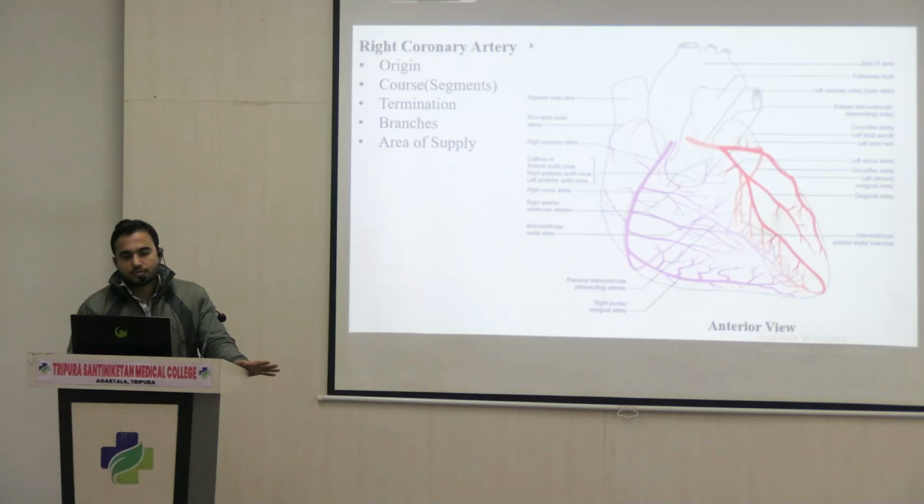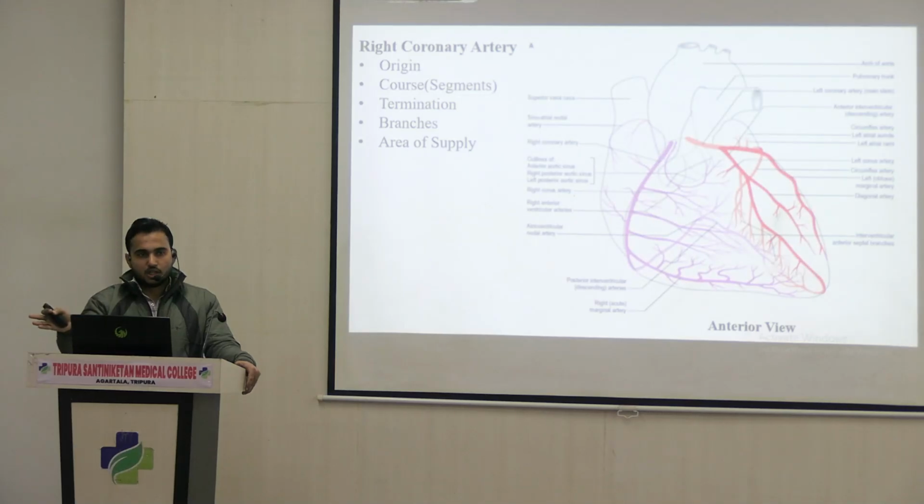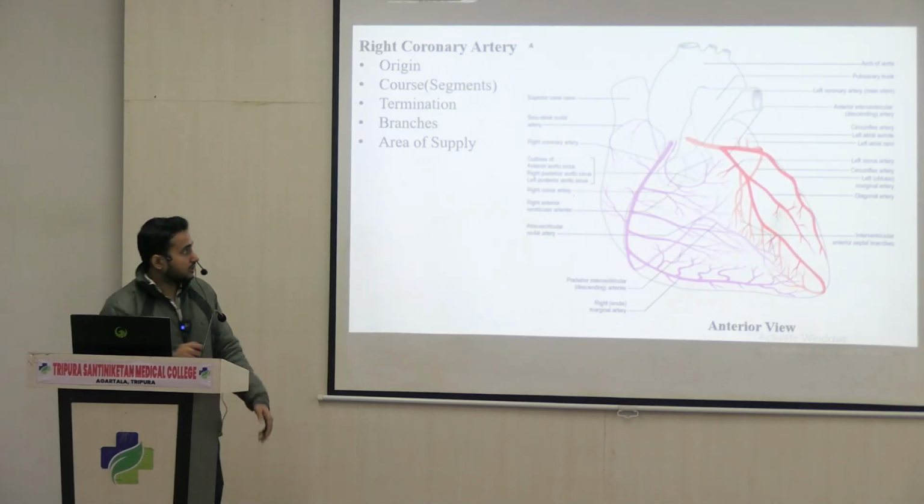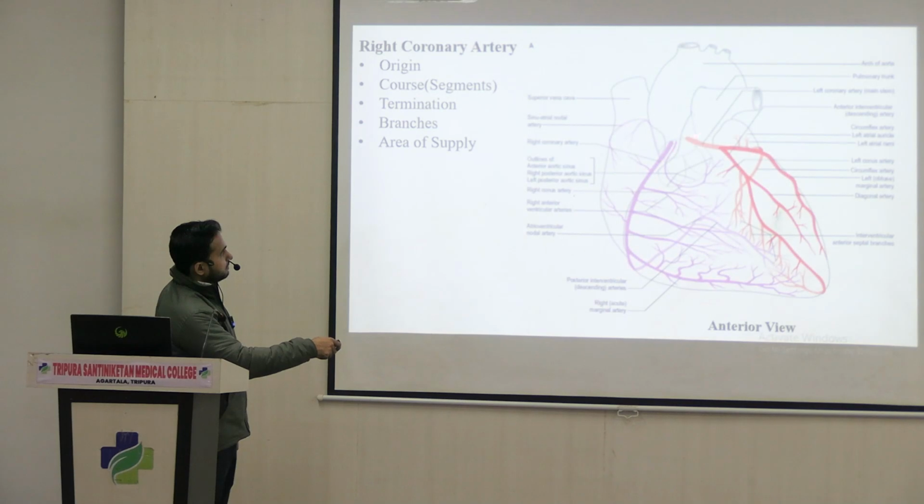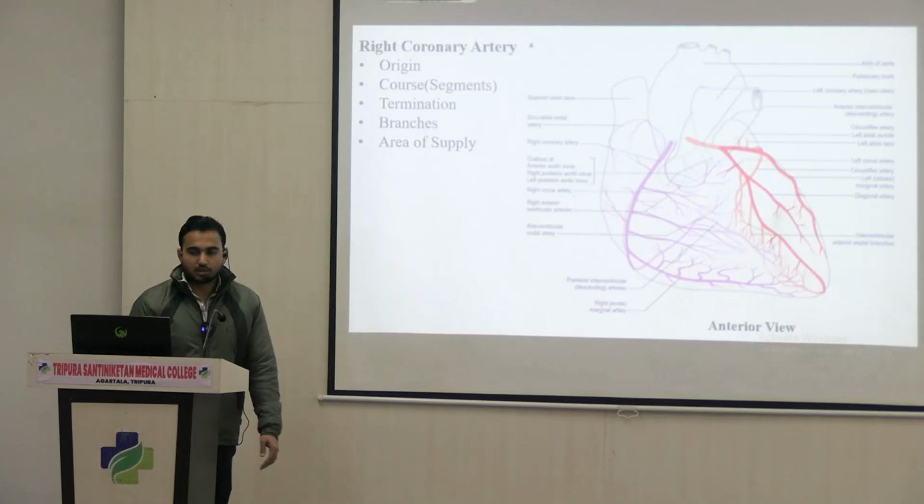Now if you see the course, first it passes forward and to the right. After origin, it will go forward and on the right side to emerge on the surface of the heart, so that you can see the right coronary artery. When it is emerging on the surface of the heart, at that time it is situated in between the pulmonary trunk and the right auricle. As you can see, this is the pulmonary trunk and this is the right auricle. So here you will be getting the right coronary artery.